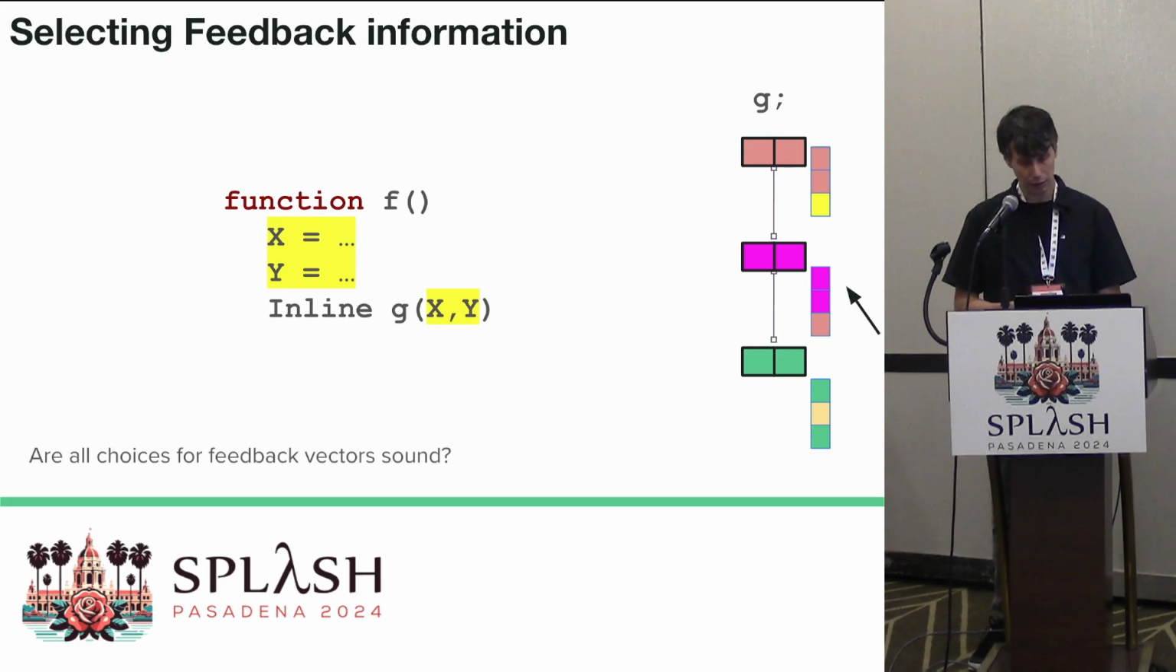So the question is if all the choices are safe, and actually they are safe, because everything we get from the feedback vectors is ultimately guarded in native code. So it's safe, but we want to pick the one that doesn't deopt too much and also brings some benefits.